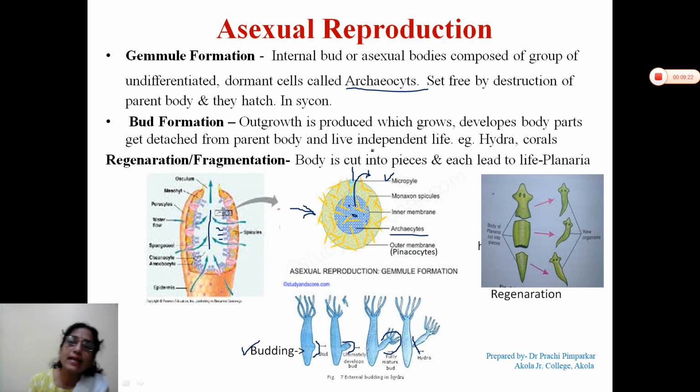grow outside the parent body. So from the parent, these gemmules come out and they hatch out of the body. But when they come out, they cause destruction of the parent body. They destroy the parent, come out of it and fall outside. There they hatch and grow into a new body. It is called gemmule formation, seen in Scypha.